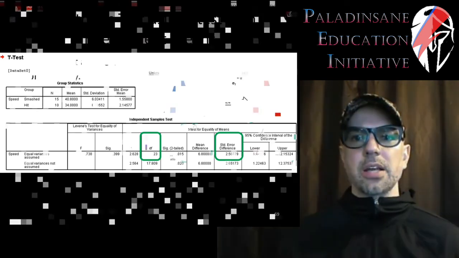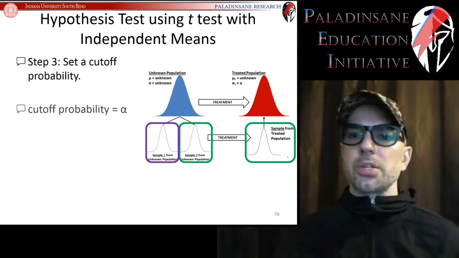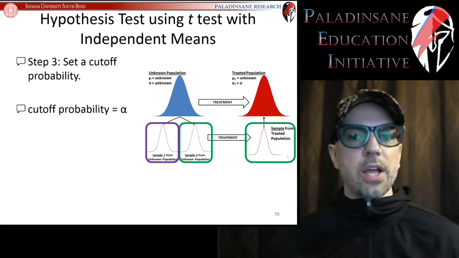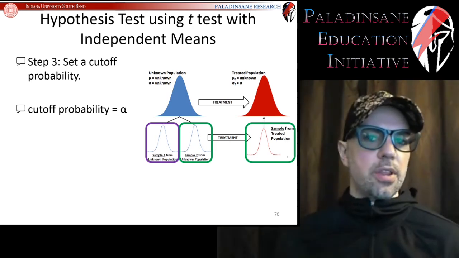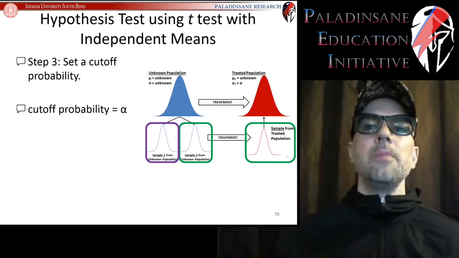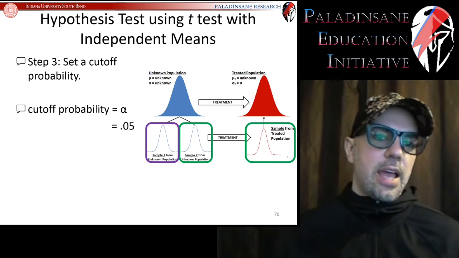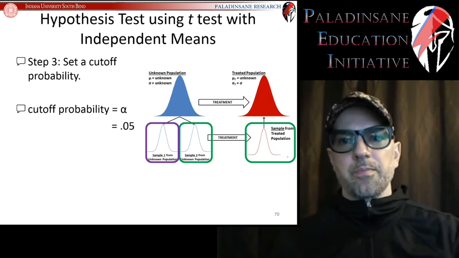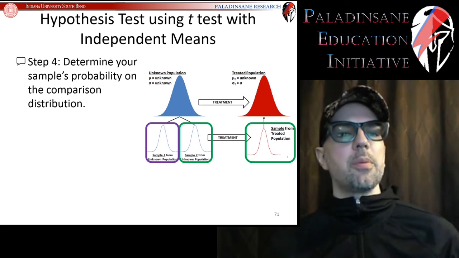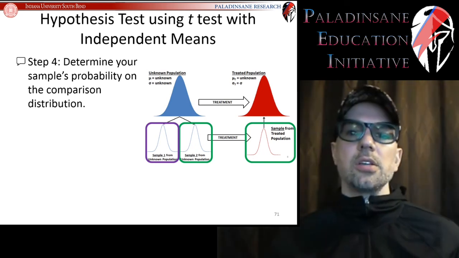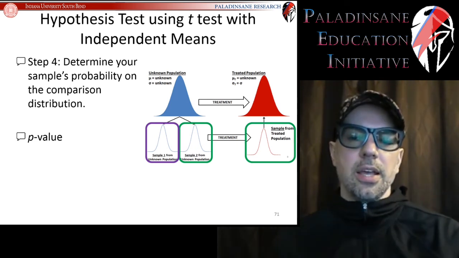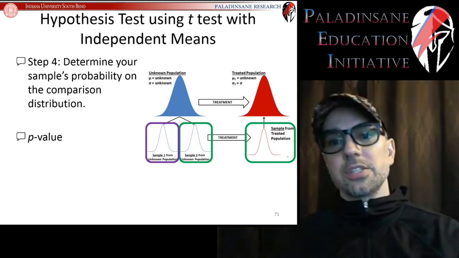All right, step 3, set a cutoff probability. Just to reiterate, that is your alpha score. If you don't remember it, go back to the question, read it. It's usually one of the last sentences that says, use an alpha of whatever. We got to find out what that whatever is, and this time it is 0.05. All right, step 4, determine your sample's probability on the comparison distribution. So we need to find that p-value. We need to find our sample's probability if the null hypothesis is true.